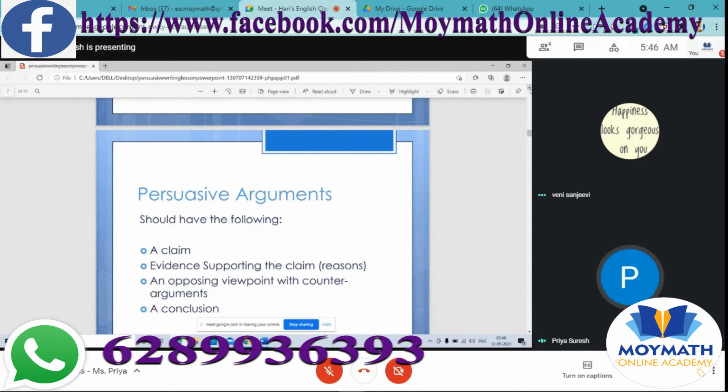Once again, please note this down, okay? Persuasive arguments should have a claim and evidence supporting the claim. You should give the reasons, not only just give a claim like this. Then an opposing viewpoint with counter arguments. You can state it like this: it is generally stated that so-and-so product is very slow in features, but that is not true. In case you have a good internet connection, it works at a good speed. So you must be ready with a counter argument and then with that conclusion. Okay.